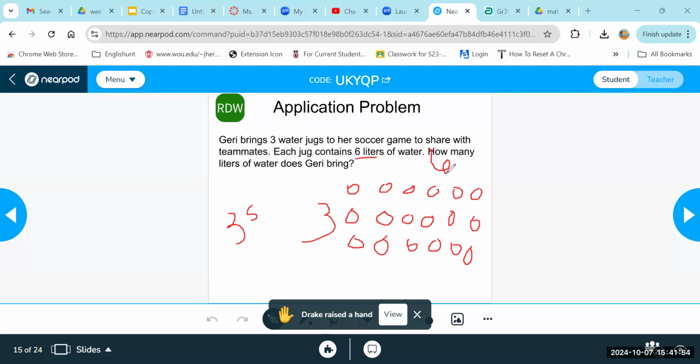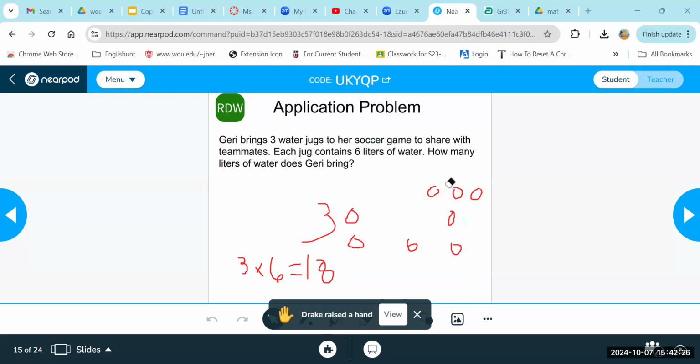So how many liters of water does Jerry bring? Well, we figured it out. You guys told me, right? 3 times 6, or we could count by threes, right? 3, 6, 9, 12, 15, 18, right? So our answer is 18. But what does that look like as a tape diagram? All right, I'm going to erase. What does that look like as a tape diagram going forward? All right, let's check that out.